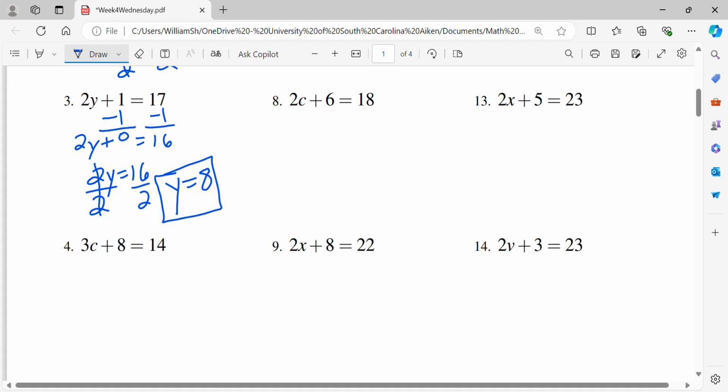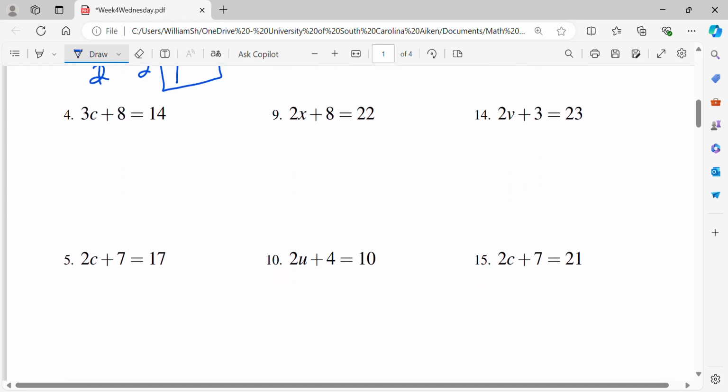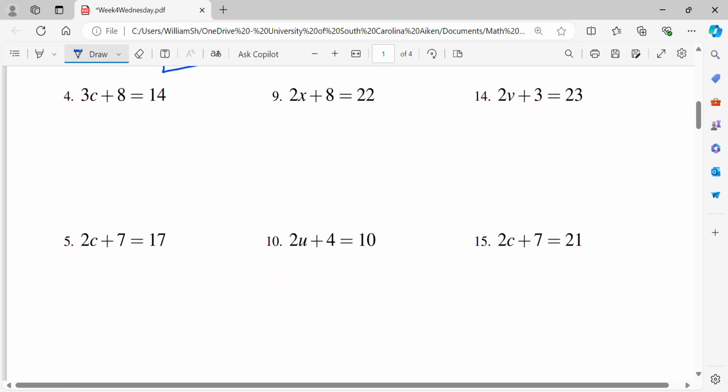Let's look at number 4. Number 4 says 3c plus 8 equals 14. I'm going to subtract 8 to start with. This is going to give me 3c equals 14 minus 8. Now 14 minus 8 should give you 6. Obviously these 8's cancel themselves out. Positive 8 and negative 8 cancel themselves out. This gives us the 6.